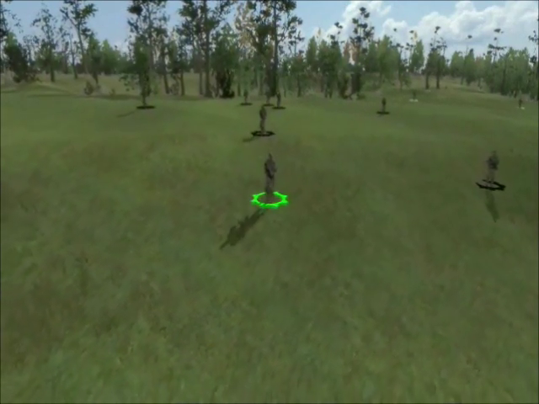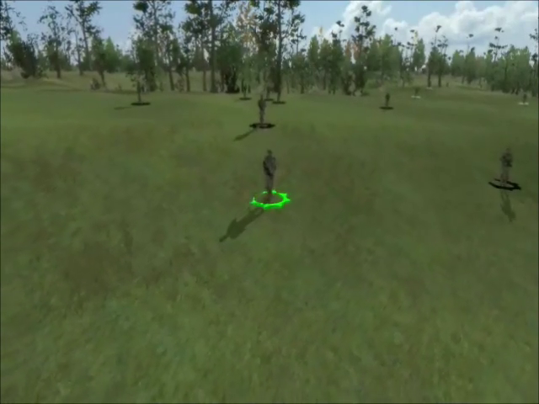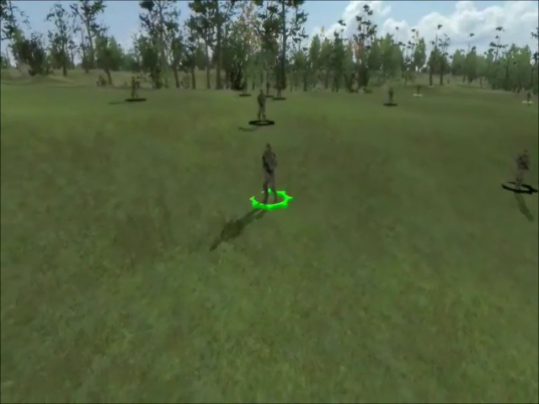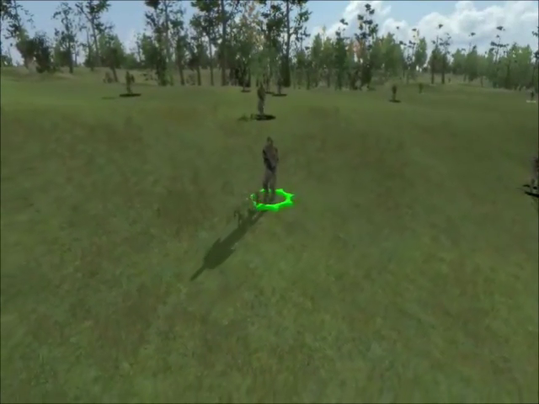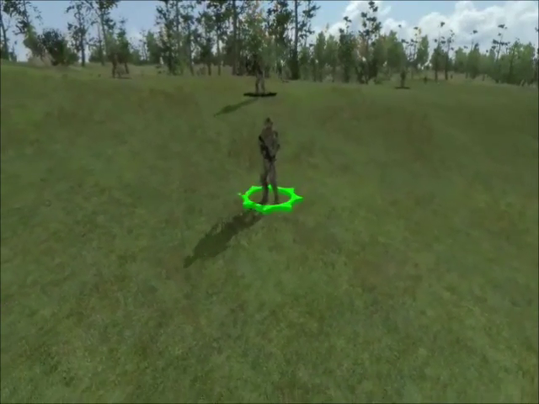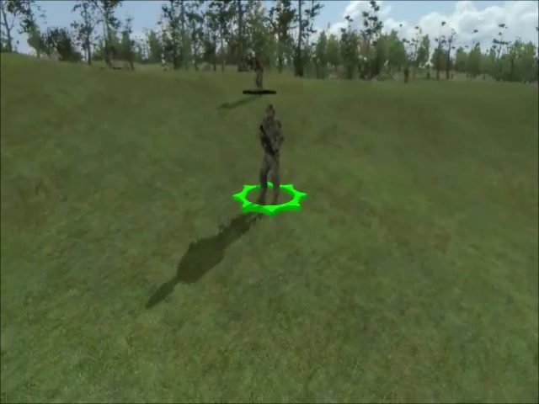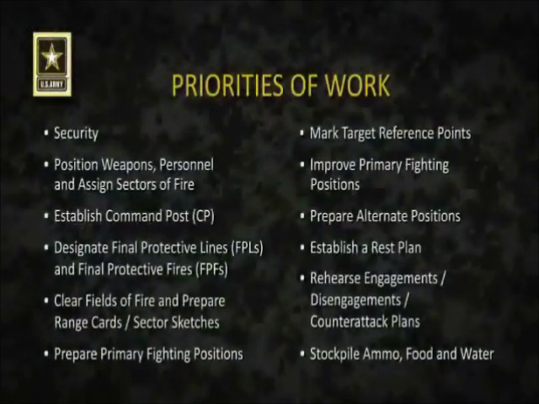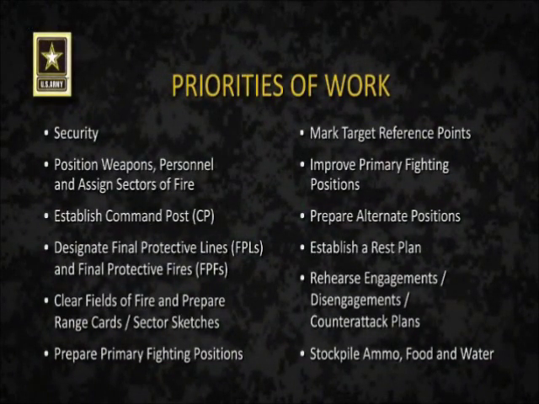A patrol base is a position set up when a squad or platoon conducting a patrol halts for an extended period. Patrol bases should be occupied no longer than 24 hours, except in an emergency. The patrol never uses the same patrol base twice. The patrol leader must ensure that subordinate leaders establish a priority of work to accomplish patrol base activities.